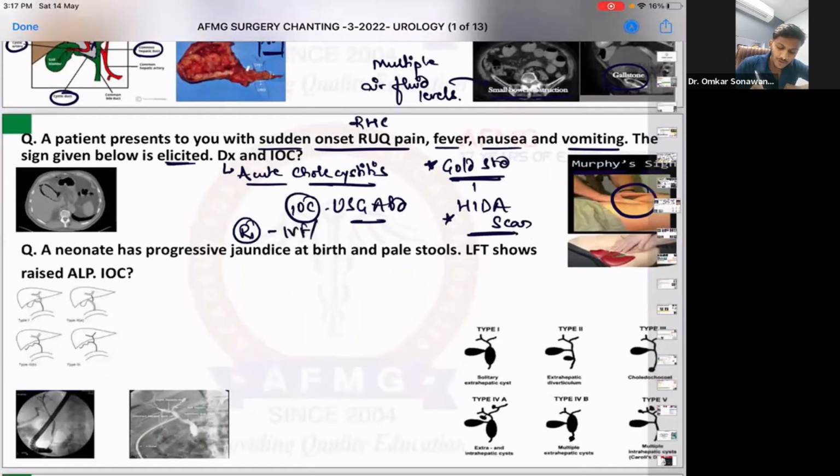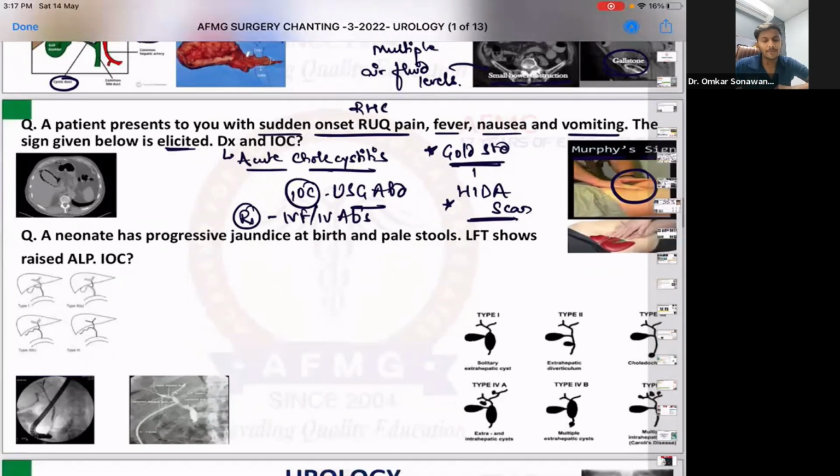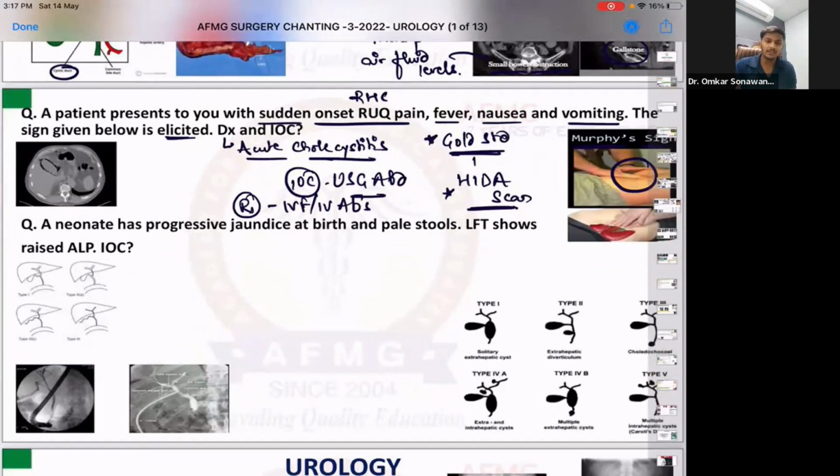That means IV fluids and IV antibiotics are usually given. All of these things would be given, and after 6 weeks you will perform a laparoscopic cholecystectomy. No issues with this. That is what is called a lap chole, a laparoscopic cholecystectomy.